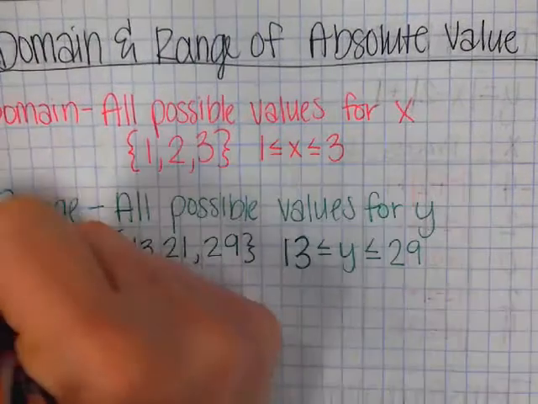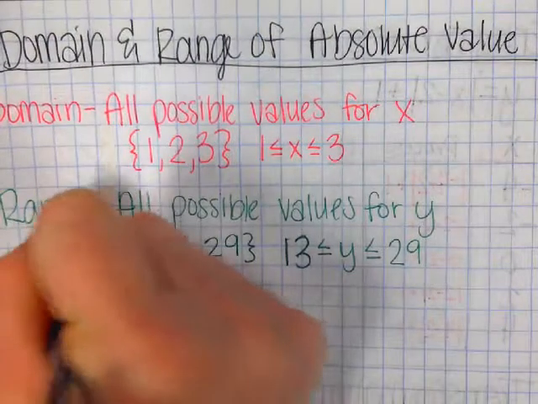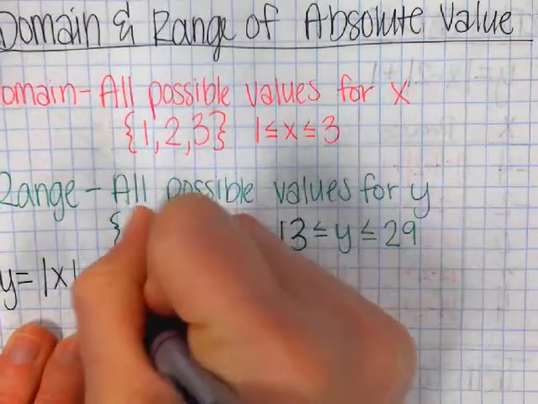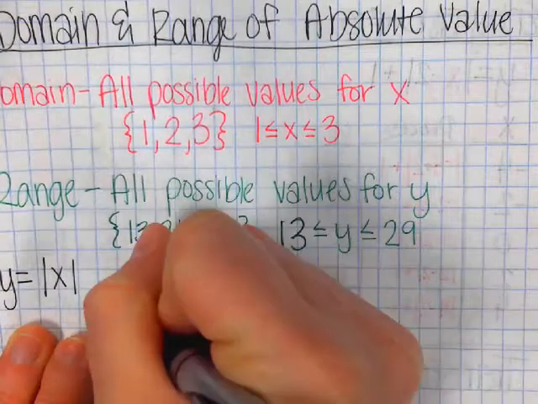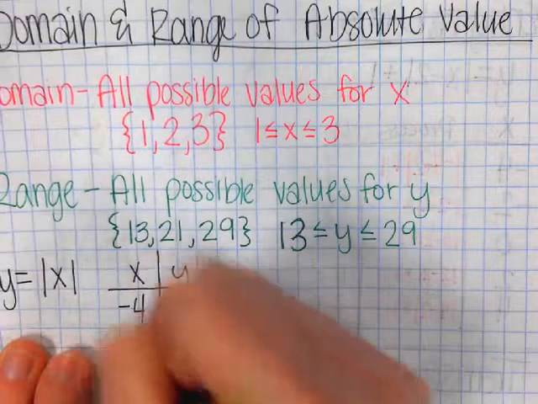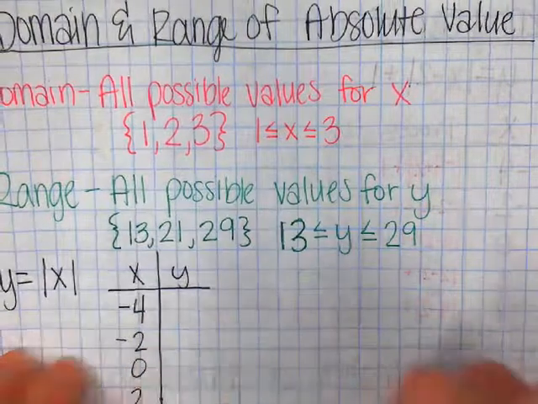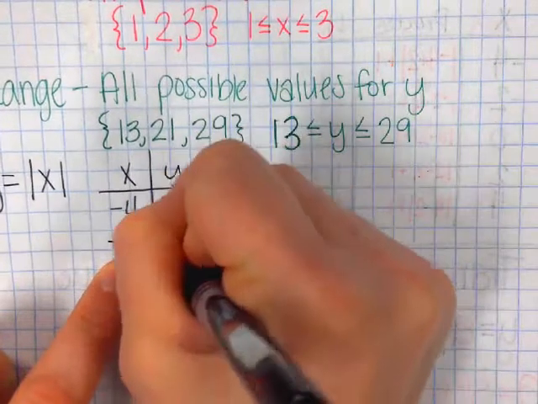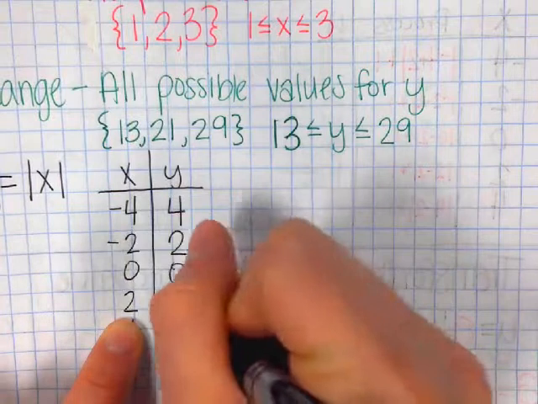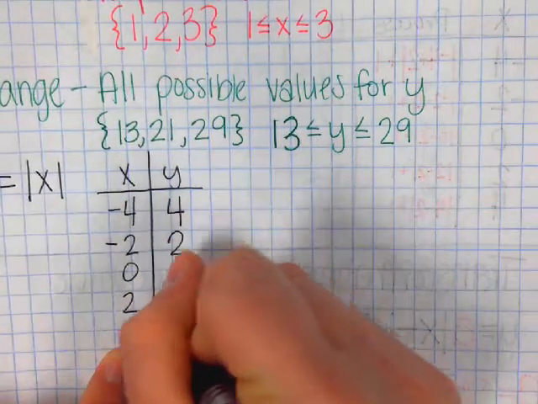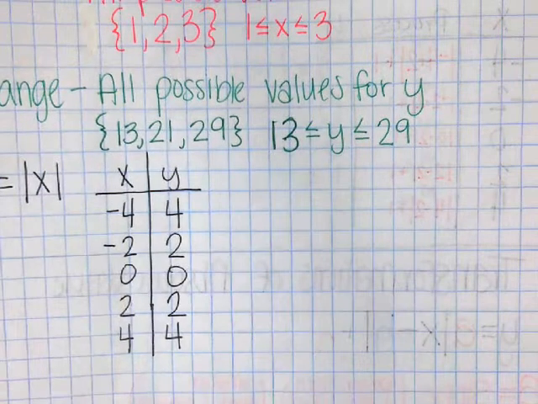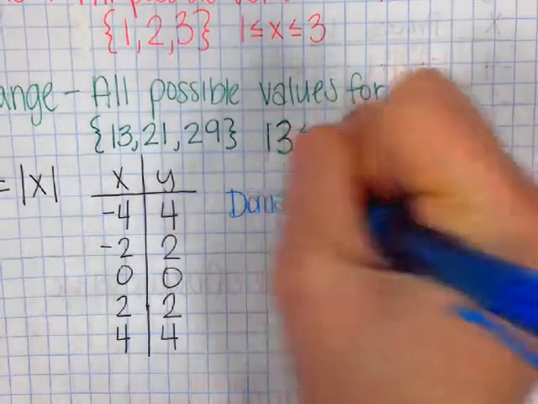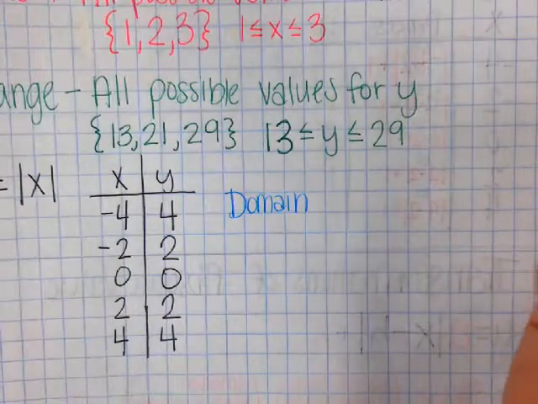So if we do the parent function, so y equals the absolute value of just x, and we put our table of values, x, y, -4, -2, 0, 2, and 4. If I take the absolute value of -4, that's 4. Absolute value of -2 is 2. Absolute value of 0 is 0. Absolute value of 2 is 2. Absolute value of 4 is 4. So if we list out the domain, I'm just going to list them first and then we'll write our inequalities.